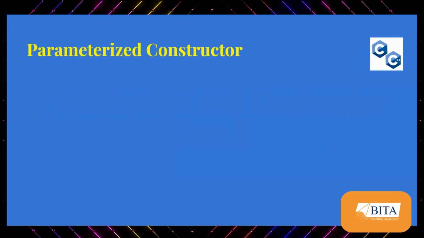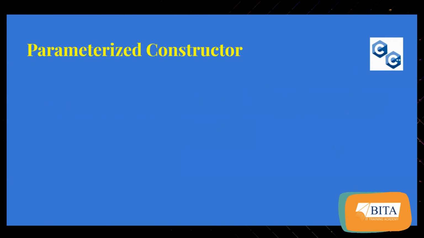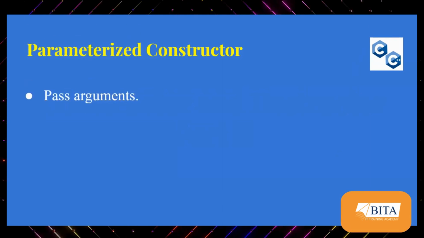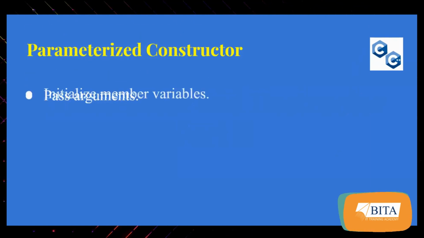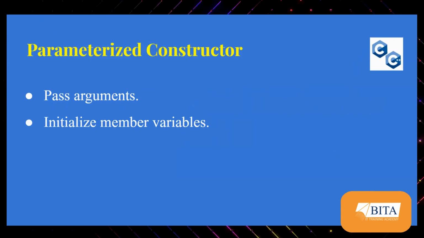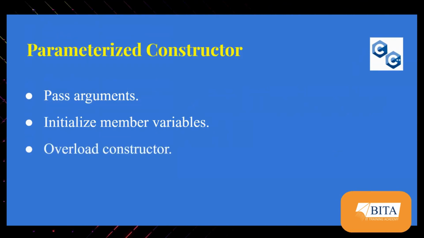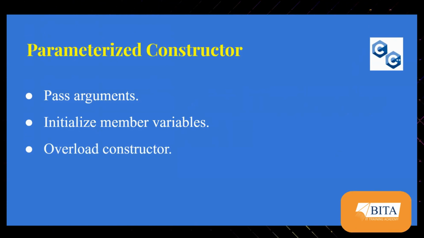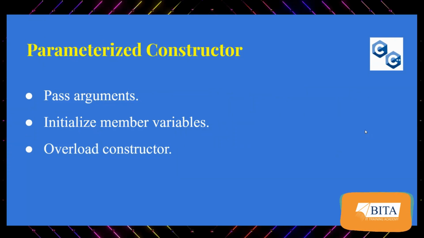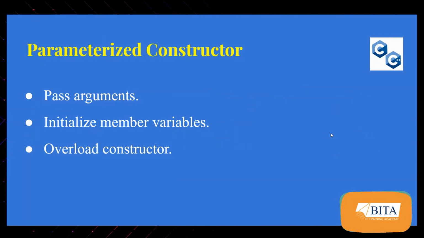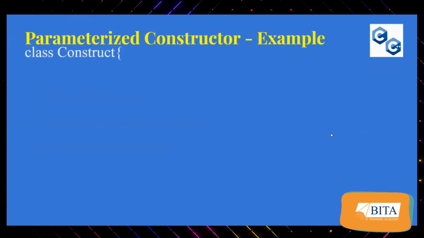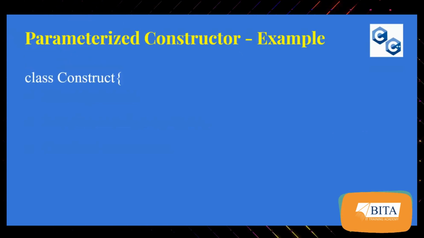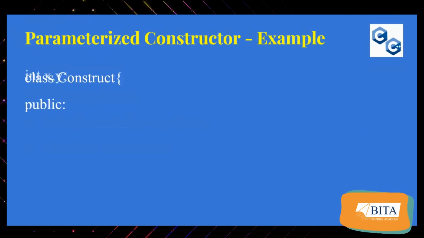We'll begin with the second type of constructor, namely the parameterized constructor. It is possible to pass arguments to the constructors, and it is done using parameterized constructors. These parameterized constructors are used to initialize various data elements of different objects with different values when they are created, and they are used to overload the constructors. We'll look into the parameterized constructor with an example.